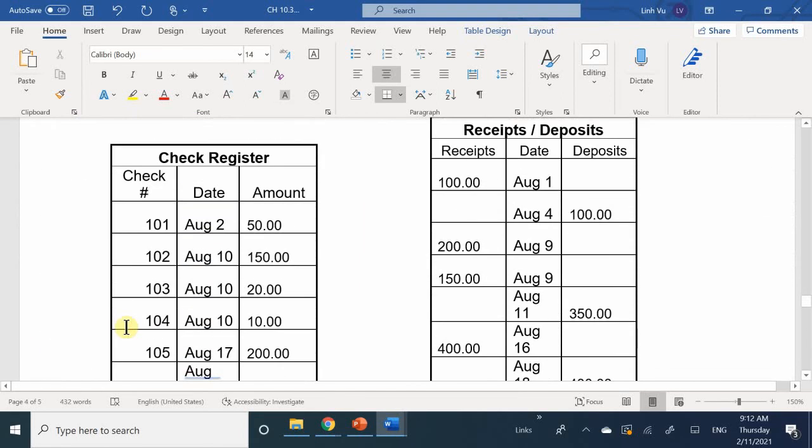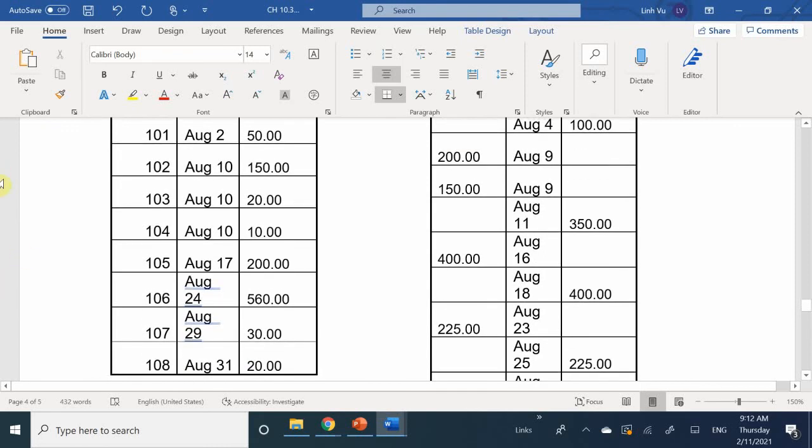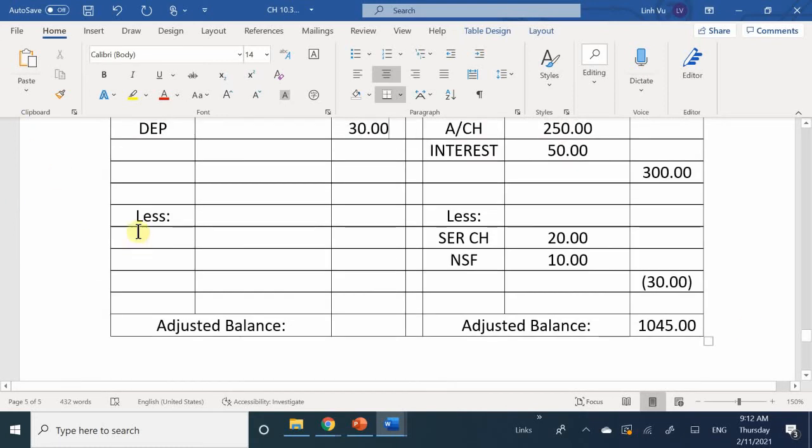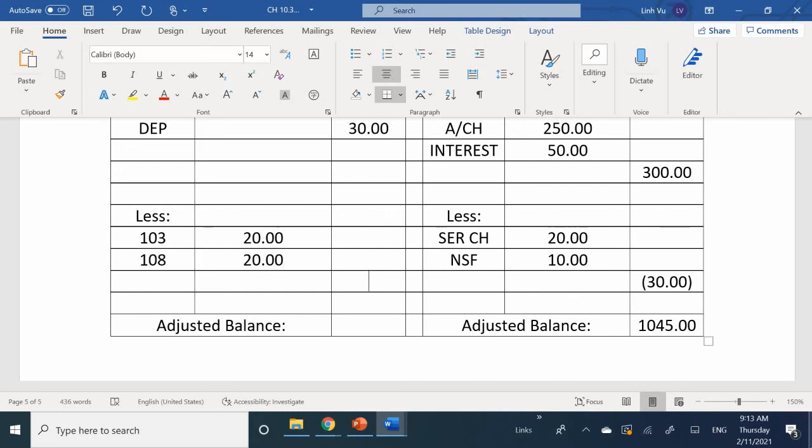So I'm going to go ahead and go back to my check register. So 103 was for $20 and 108 was for $20. Okay, so I'm going to go over here and add in 103 and 108. They were both for $20. So therefore, in grand total, I should have $40 in outstanding checks. So let's go ahead and calculate this.